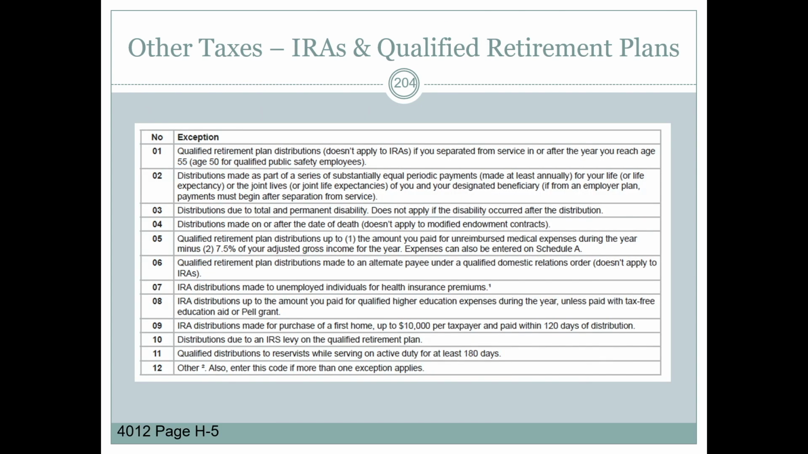We talked about exceptions. Page H-5, 4012, gives the exceptions to this penalty. And the ones that we commonly see is number 9, IRA distributions made for purchase of a first home up to $10,000 per taxpayer and paid within 120 days of distribution.